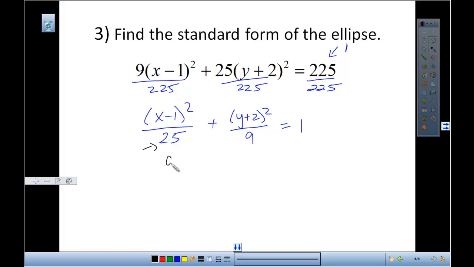So this tells us that A squared is going to be 25 and B squared is going to be 9, and we can use that to find our values of A, B, and C. And of course our center is already kind of in standard form, so it would be 1, negative 2.